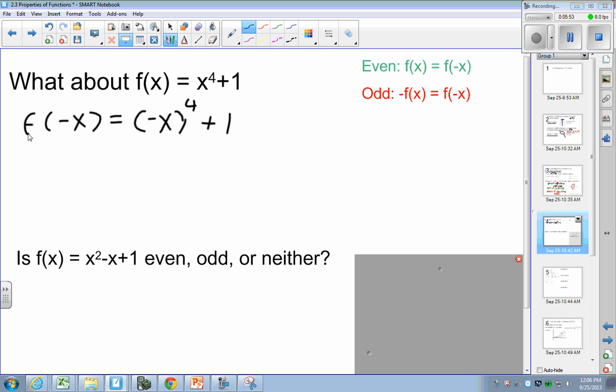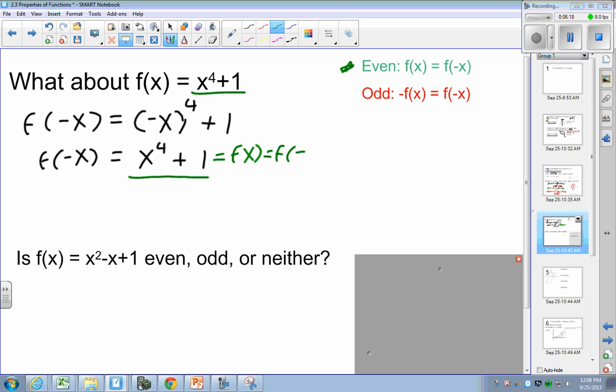Okay, so we know that any negative to an even power ends up being a positive. So we can say f of negative x is just equal to x to the fourth plus 1. Well, we can see that this is equal to our original function. So this is just equal to f of x. So we look at our even rule. We're saying that this is equal to f of negative x. We have just shown that this is even.